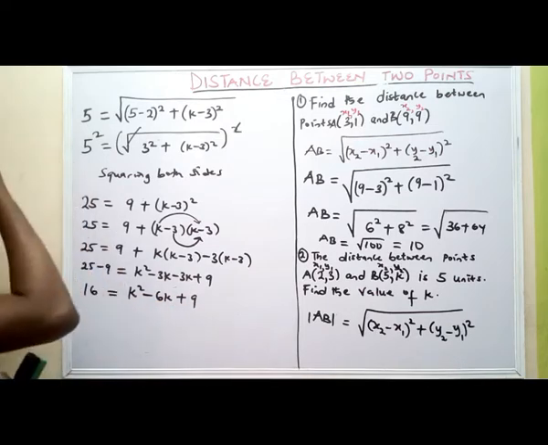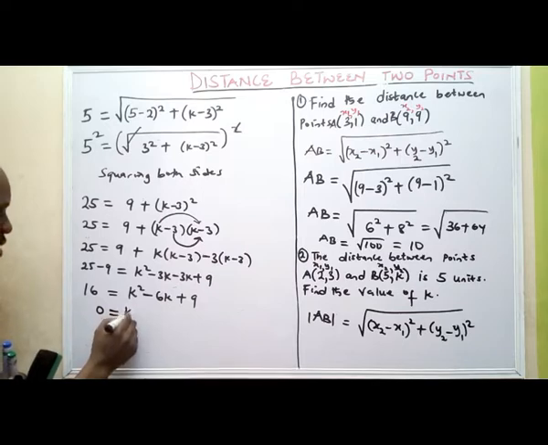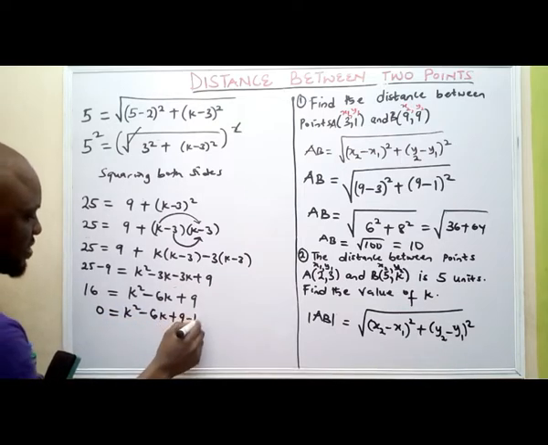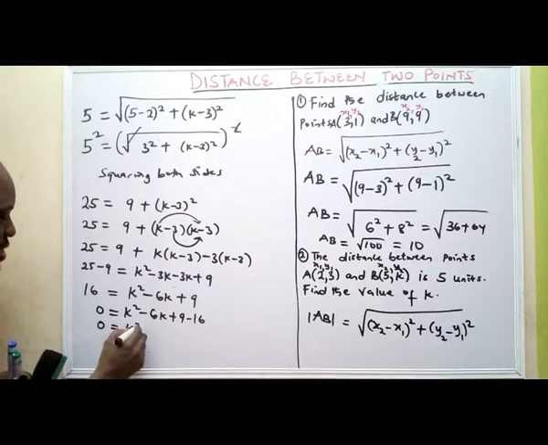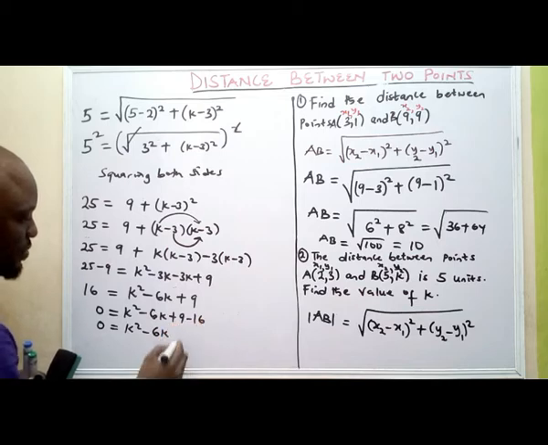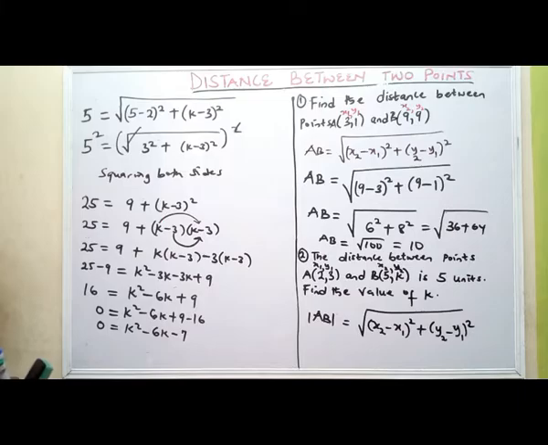So I can take this to the other side so I can have a quadratic. I'm going to get a quadratic. So this is 0, k squared minus 6k plus 9 minus 16. If I do that, 0 will be equal to k squared minus 6k, and plus 9 minus 16 will give me minus 7.